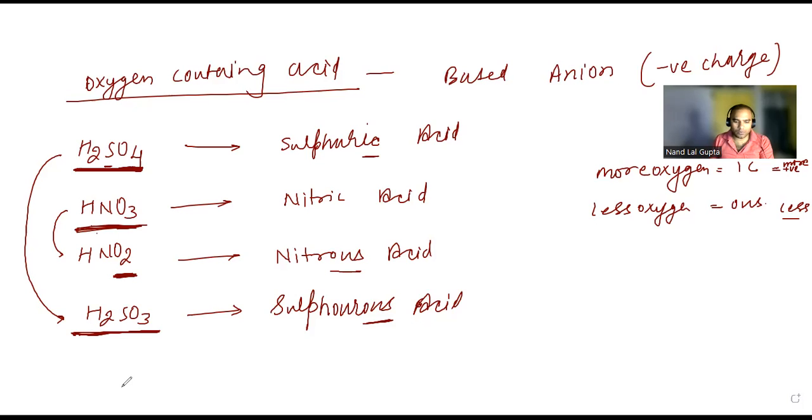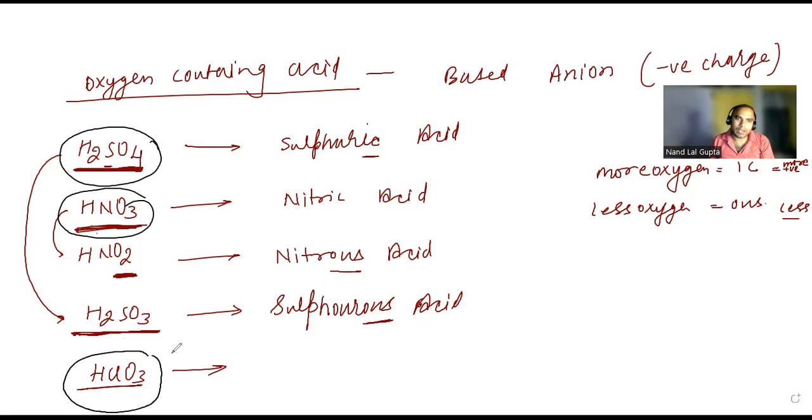I will go for the next one, HClO2. But first HClO3, this is called chloric acid. This is the parent acid, HClO3. Okay, HClO3 is the parent acid. If you talk about parent acids, I am putting them in a circle. These are the parent acids. This is also a parent acid. Its name is chlorine, so chlor, and that is IC acid, chloric acid. More number of oxygen is there, so it becomes IC.